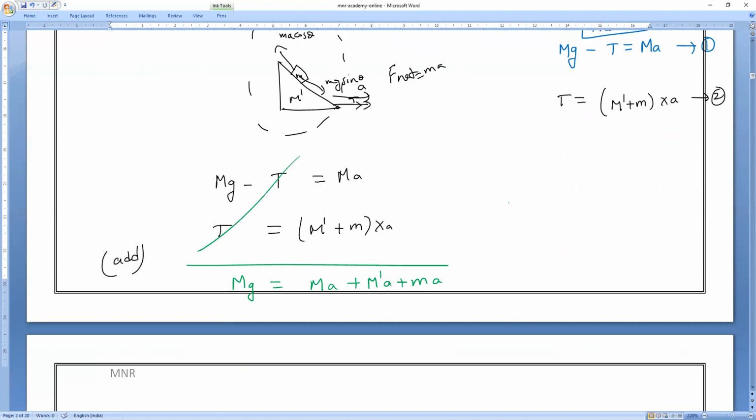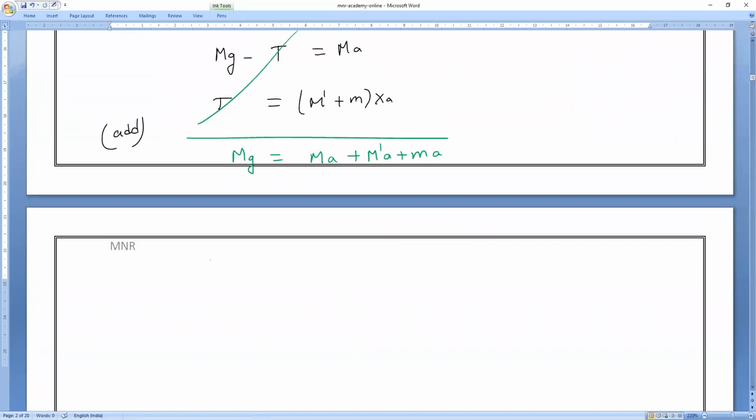Yes. Now capital Ma, we will bring to this side, since capital M is there on both. So capital Mg minus capital Ma is equal to, here A is common, so I will take A common, which turns into capital M dash plus small m. Right? Will you all agree?